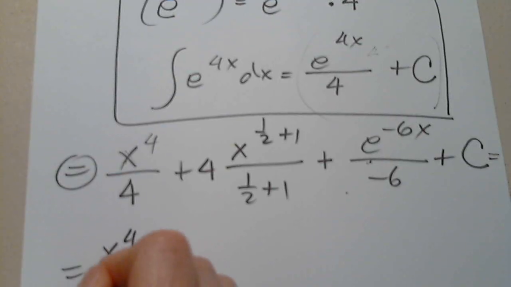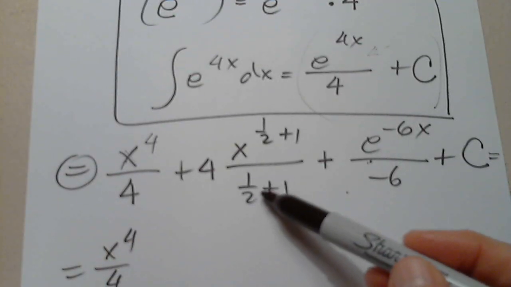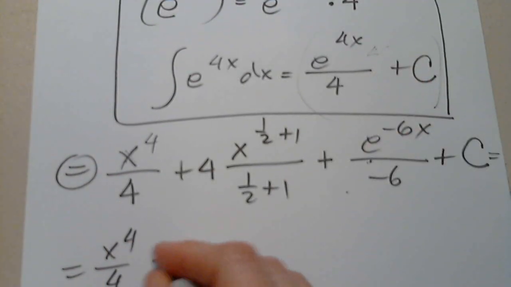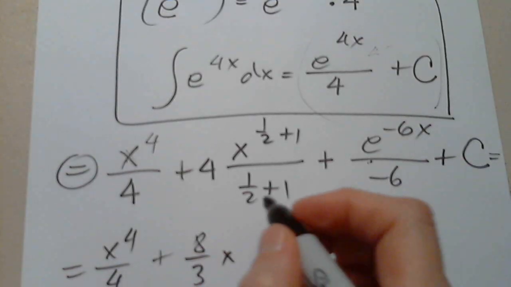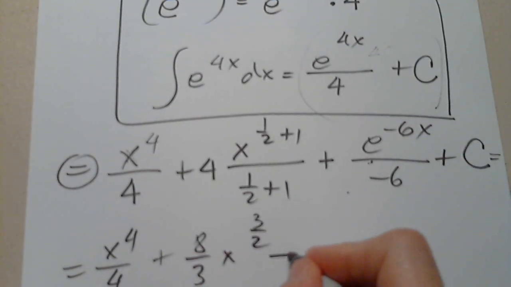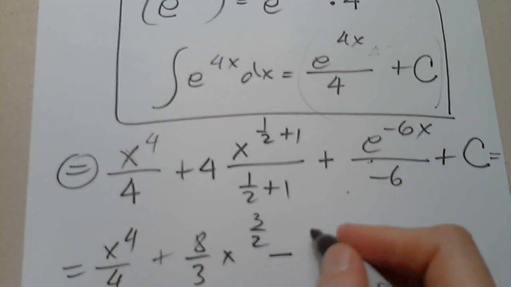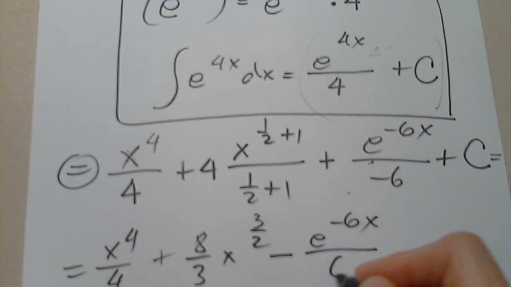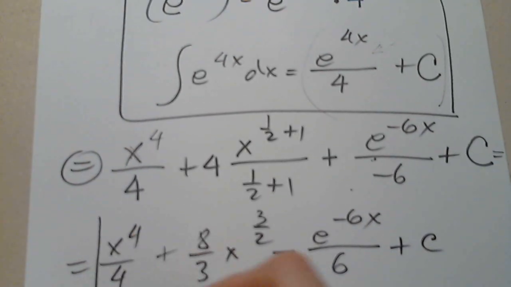So it's x to the 4th over 4. Again, this is 3/2. I have to flip it, so it's 8/3 x to 3/2. Minus, now I put the minus in front, e to negative 6x divided by 6 plus a constant c.